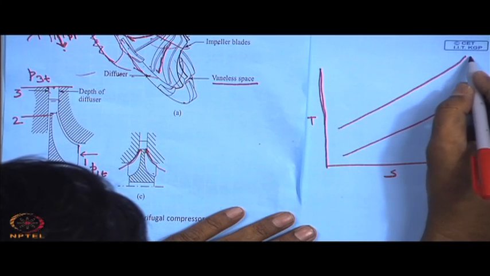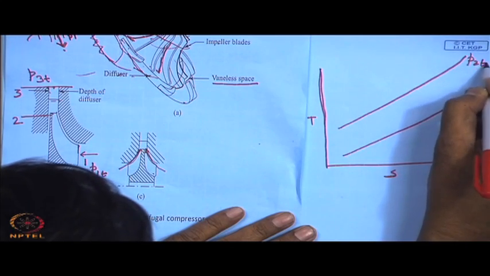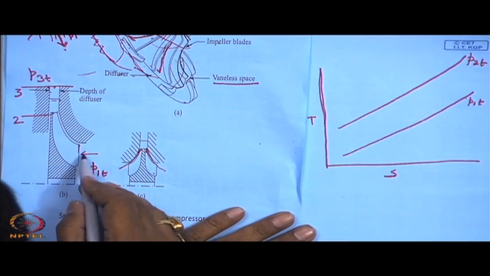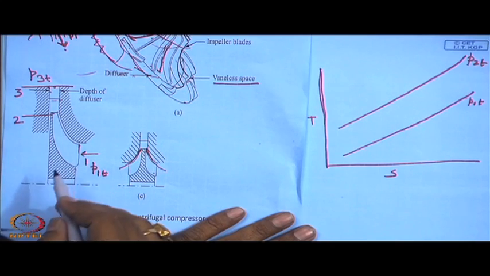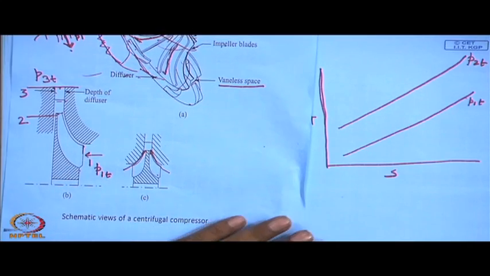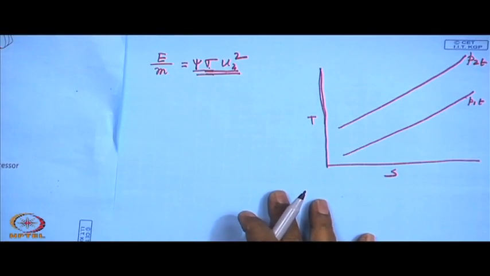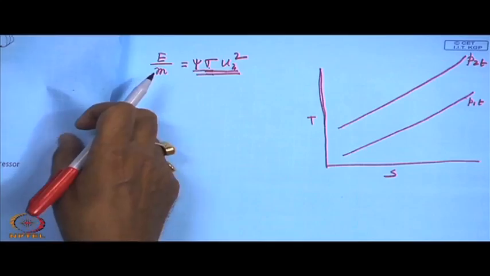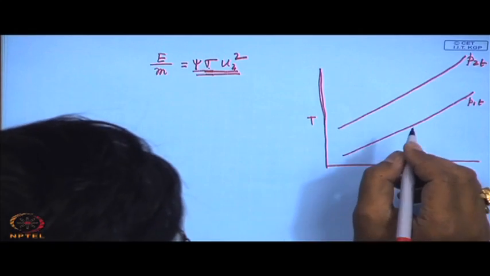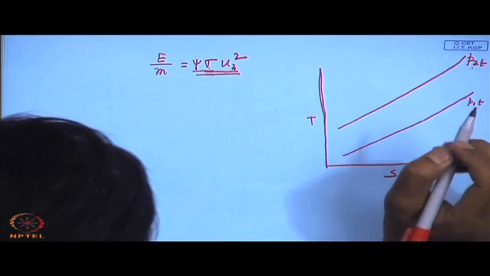P2, these are diverging lines, P2T. What is total pressure? Total pressure is the static pressure plus the stagnation plus the velocity pressure. That means the pressure equivalent of the velocity head or the kinetic energy. Now, I will not show you here, it will be difficult. Now, 1 is the inlet of the impeller, 2 is the outlet of the impeller.